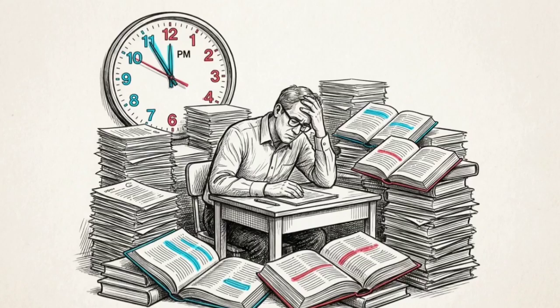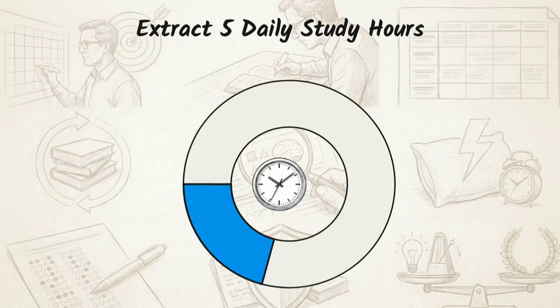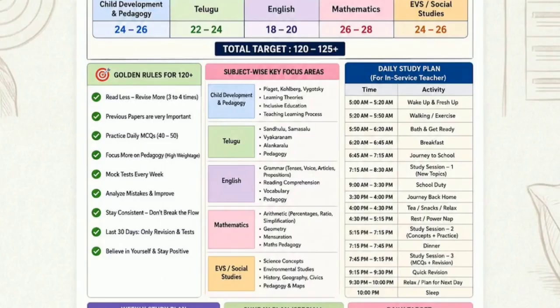If you're an in-service teacher, you likely feel that your school hours leave you with 0 time to study. Let's look at the math to show you how to extract 4 to 5 hours a day. There is a hidden window before your commute. This schedule marks a crucial 1 hour and 15-minute block from 7:15 to 8:30 a.m. This is your first study session, dedicated entirely to tackling new topics while your mind is fresh.